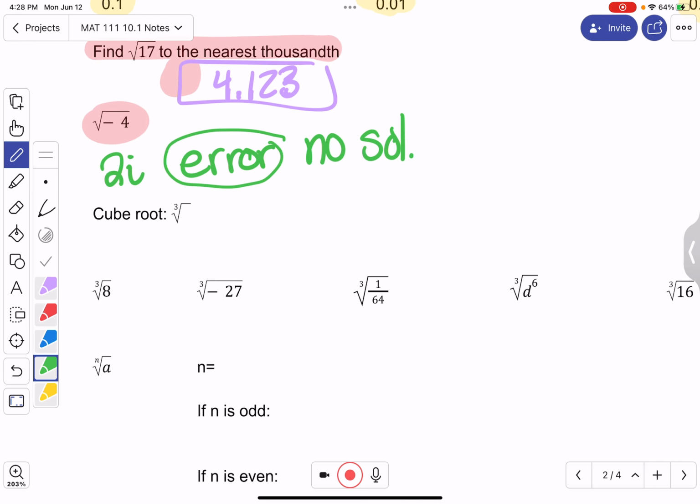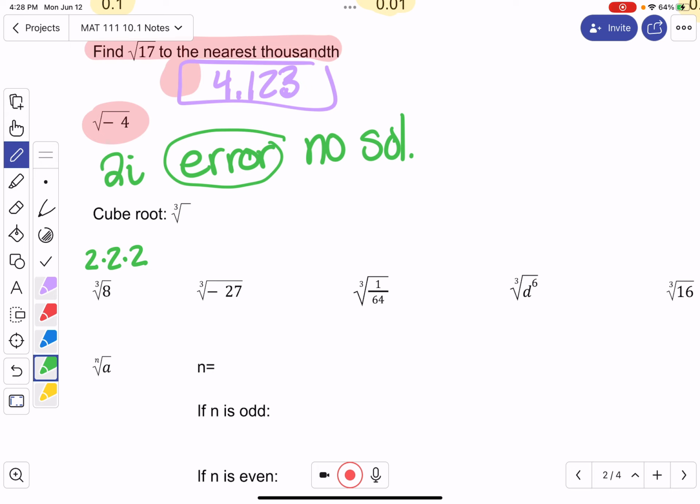All right, cube root is the same as the square root. You just have a little 3 here. So that means you want to find 3 numbers that multiply together to get it. For example, the cube root of 8 is 2, because 2 times 2 is 4, times 2 is 8.